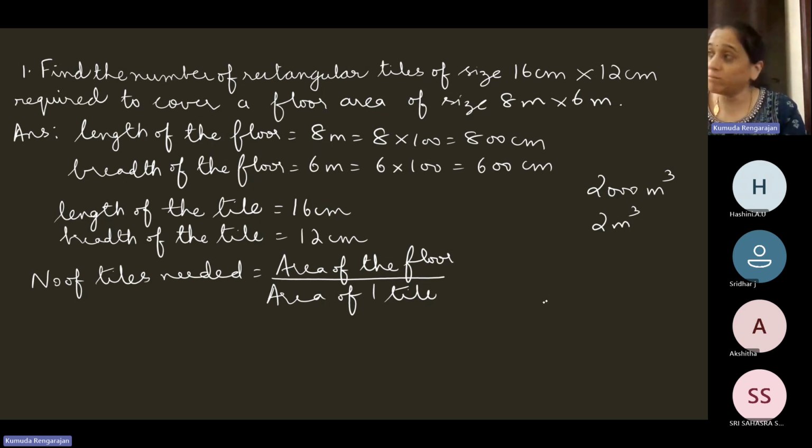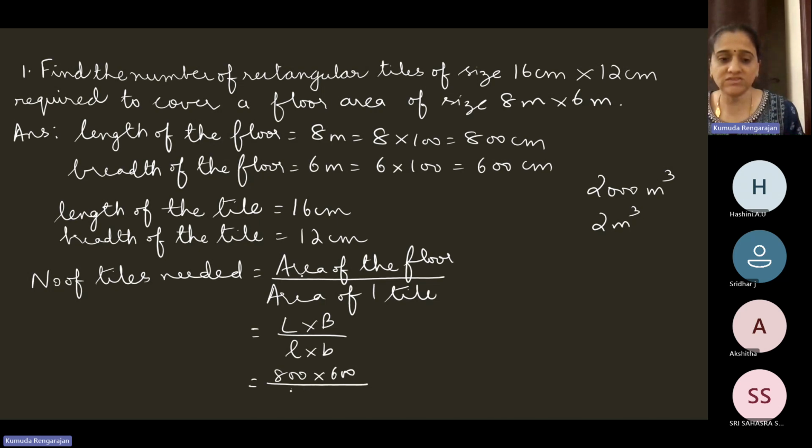Volume by volume or area by area will always give you a number. So here we have to find the number of tiles. Number of tiles is equal to the area of the floor, the bigger area, by the area of one tile. How do you find the area of the floor? L into B. Both are rectangular, so you can use capital L and capital B for the floor and small l, small b for the tile. So this is equal to 800 into 600, L into B, divided by 16 into 12, correct? Simplify this and get the answer.